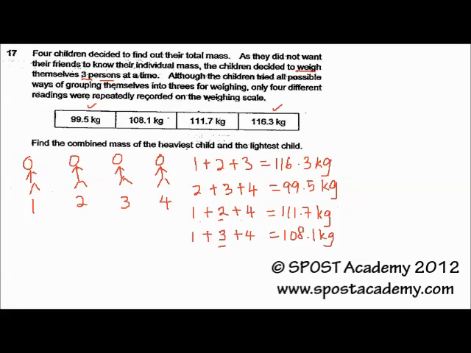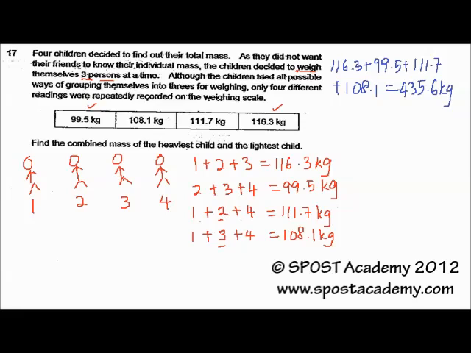If you look at all these equations and add them together, I will have a total of 3 1s, 3 2s, 3 3s, and 3 4s, which means I have a total of 3 sets. So what I need to do is just add 116.3 plus 99.5 plus 111.7 plus another 108.1, which gives us 435.6 kg. Now remember that this is for a total of 3 sets.